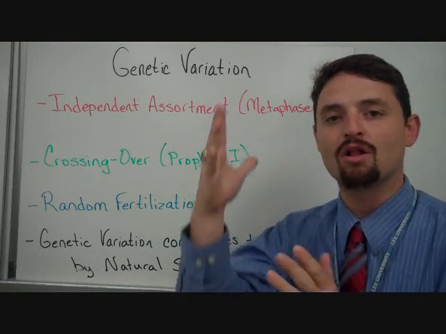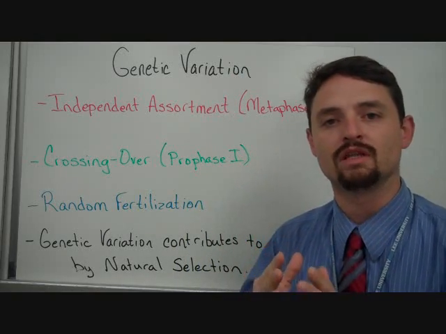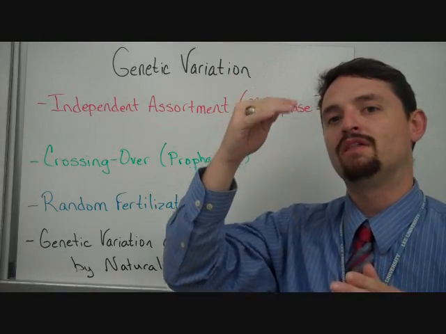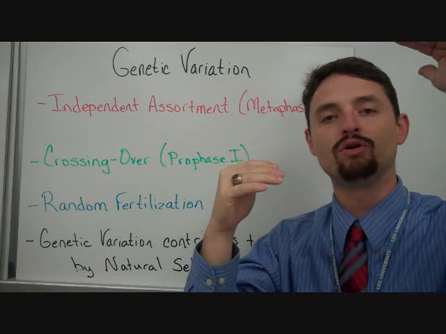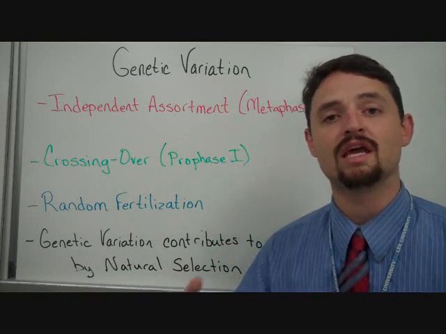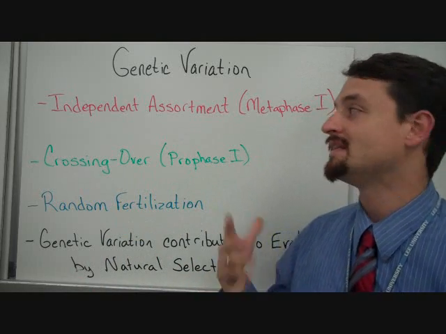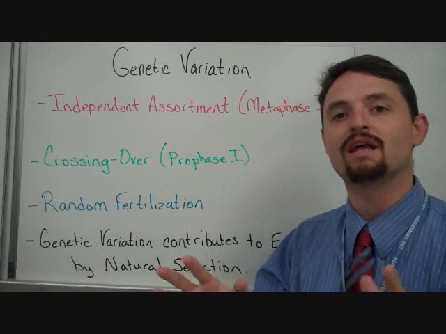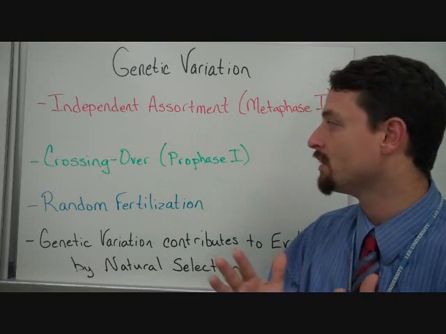they don't have to all line up with the red ones on one side and the blue ones on the other. You could have a red one and then a blue one. And so on this side you would have a blue one and then a red one. So you end up with cells that have some of mom's DNA and some of dad's DNA. And that's independent assortment. They don't have to line up everybody on one side or the other.